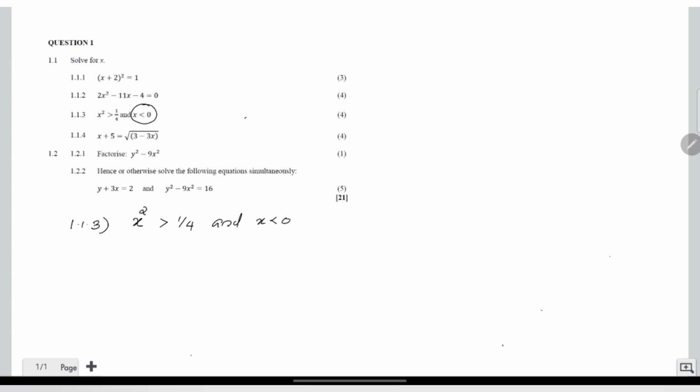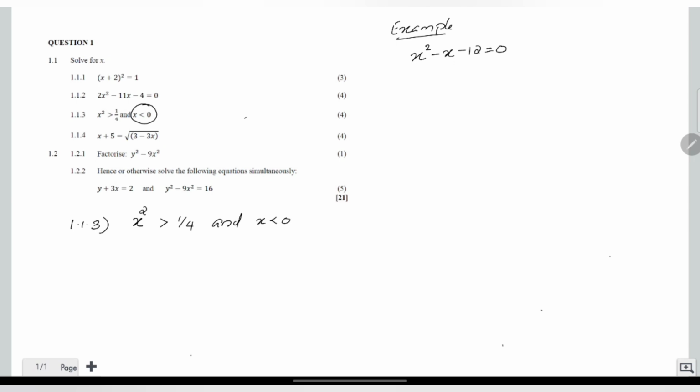Okay, x squared greater than 1 over 4 and x less than 0. Before I attempt this question, let me do an example here, because I want to make you understand what inequality questions are. Then after that, we can do the main question. Guys, look at here. I'm going to write one question that is not an inequality: x squared minus x minus 12 is equal to 0.